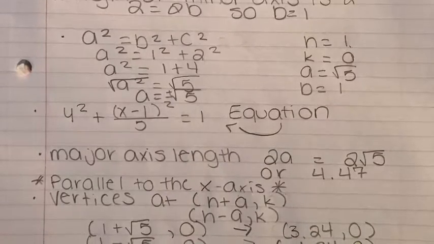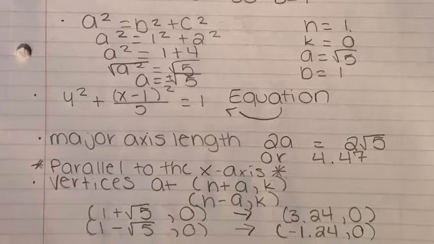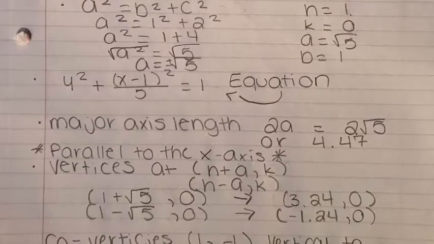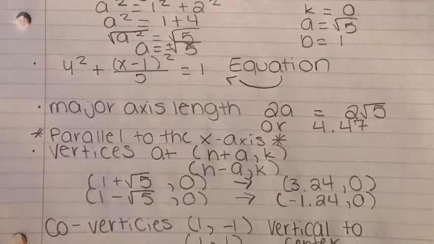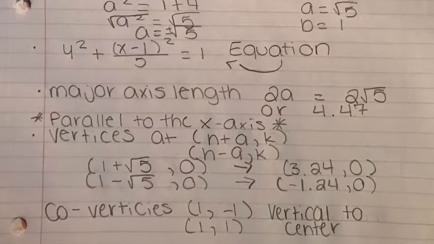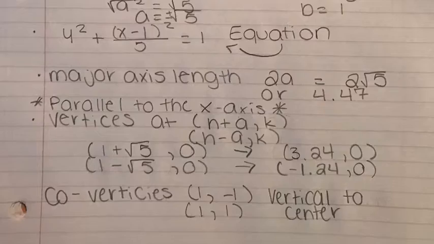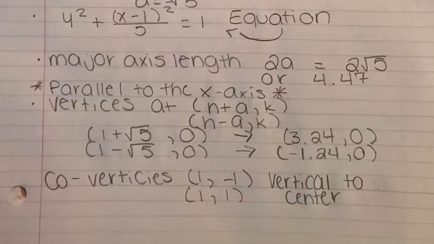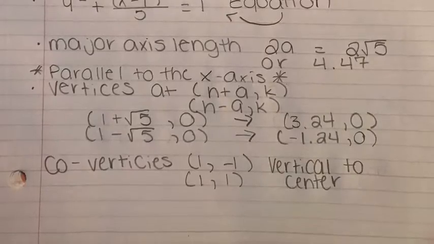To find the major axis length, it would be 2 multiplied by a, so 2 times the square root of 5. Then you would find the vertices. When an ellipse is parallel to the x-axis, such as this one, you would find the vertices at h plus a, k, and h minus a, k. So 1 plus square root of 5, 0, and 1 minus square root of 5, 0, or 3.24, 0, and -1.24, 0. The co-vertices are on the same line, and in this case vertical to the center, so 1, -1, and 1, 1.